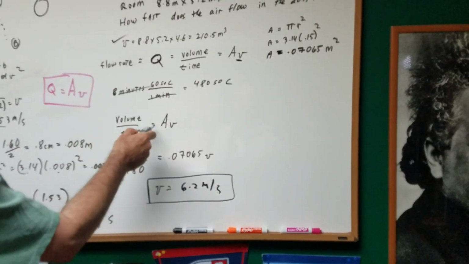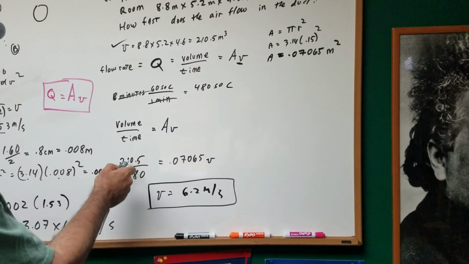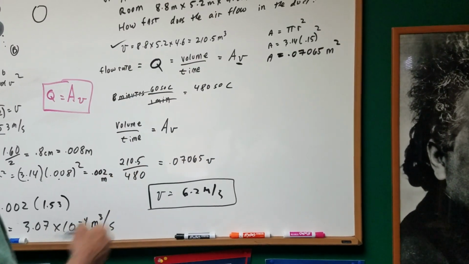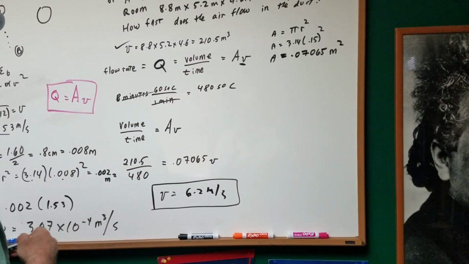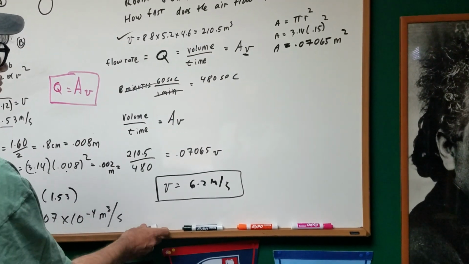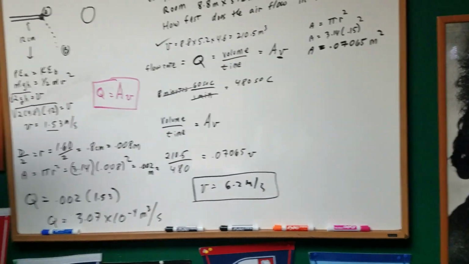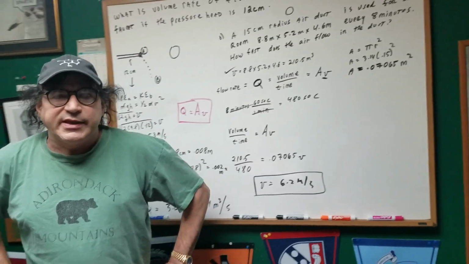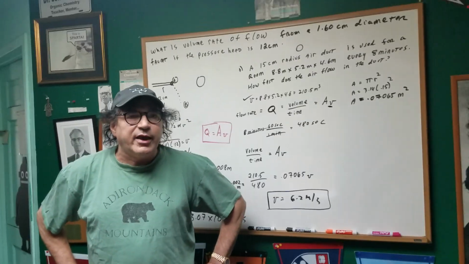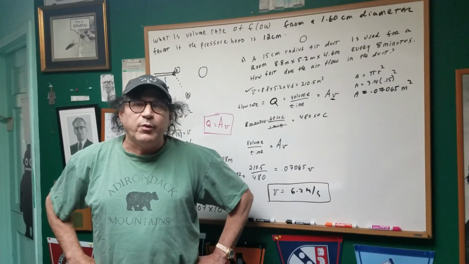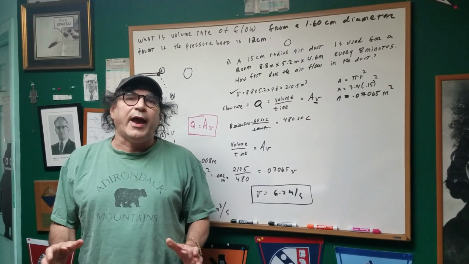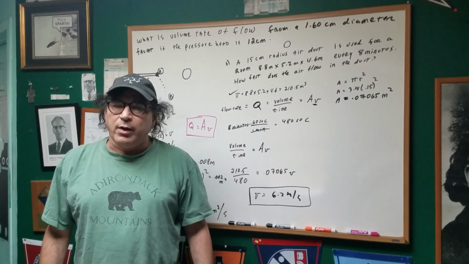Volume over time is area times velocity. We know the volume, the time, the area, and that's the way you would get how fast the air flow is in this duct. All right, I hope this gives you an idea of how to deal with anything to do with fluids and flow rate and how to deal with time of flow.